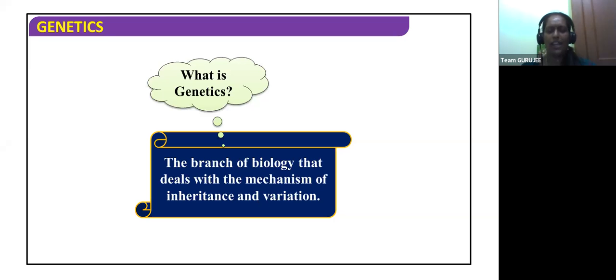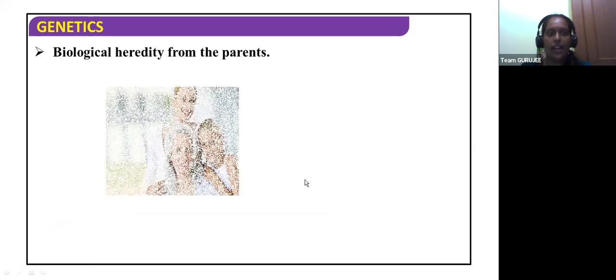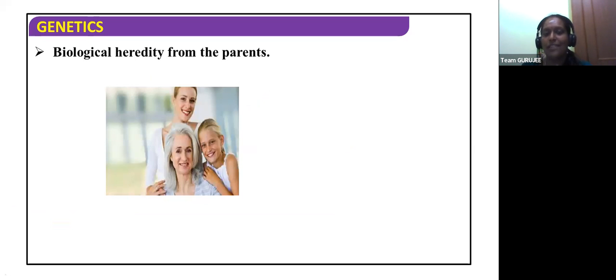So it's a branch of biology, as all of you said, this is the definition, which deals with the mechanism of inheritance and variation. So what is now inheritance? It is telling that it's a mechanism of inheritance. There is some mechanism through which certain characters are transmitted from the parents to offspring, generation after generation. So we are going to be dealing with that particular mechanism. So mechanism of inheritance and variation, that's what genetics is, right? So biological heredity from parents.